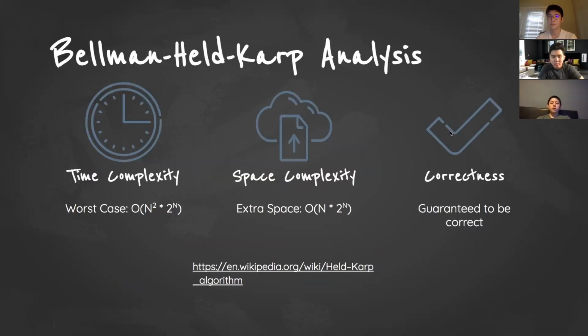So for the analysis, the time complexity is O of n squared times 2 to the n. This is because there's 2 to the n minus 1 subsets that we have to consider. Then in each subset, there's at most n items, and we have to do n calculations on those n items. So that's how we get to the time complexity. For the space complexity, it's n times 2 to the n, and this is how many values we need to store in the lookup table to make our calculations quicker. And then for correctness, it's guaranteed to be correct. We're still looking at technically every path, except we're selectively choosing some to eliminate because we know that they're inefficient, but we're still going through and checking all of them.